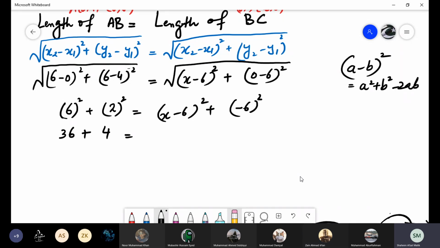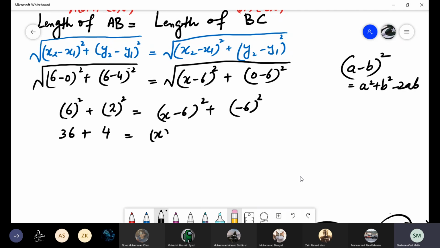According to that, you have to open this because this is the difference between two numbers and the whole square is there. Whenever we have a whole square between two numbers with a plus or minus sign, we apply the identities. Because here it is a negative sign, we will use the second identity.